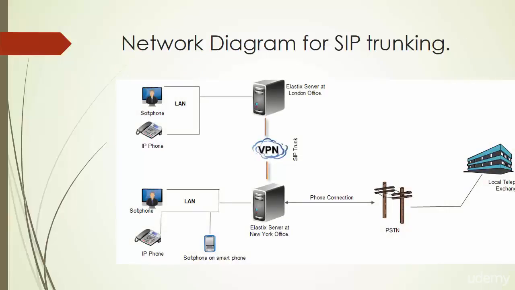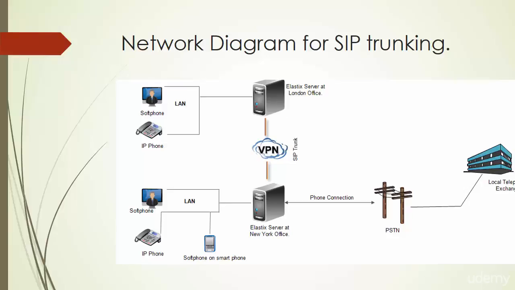Now, before we start, let's see the network diagram for a SIP trunk. This is the project diagram which we are discussing in this course, Build a phone system in a single day using Elastix. As you can see, there are two servers which are connected via SIP trunk, and we just name them so that one server is located in the New York office and another server is located in the London office. But it can be anywhere, and both of them are connected via a VPN, which is a network connection.